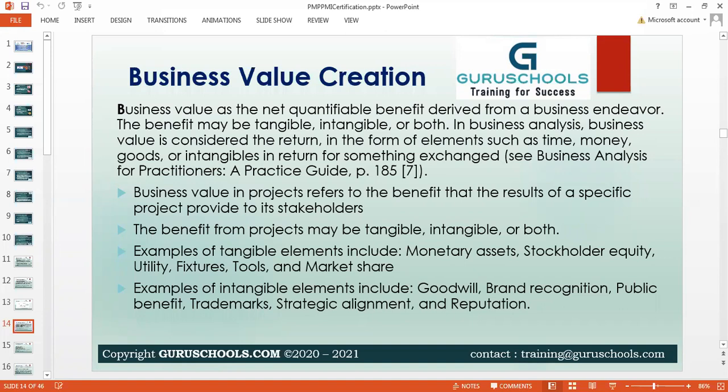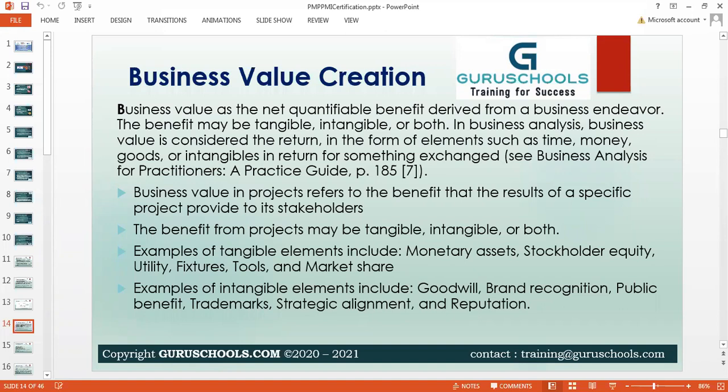Okay, so let's talk about business value. When you talk about having to add value to the business, add value to life, add value to society, how is it done? Business value is the net quantifiable benefit derived from a business endeavor. Now, what I'm talking about is a temporary endeavor, which is basically adding value to the business.